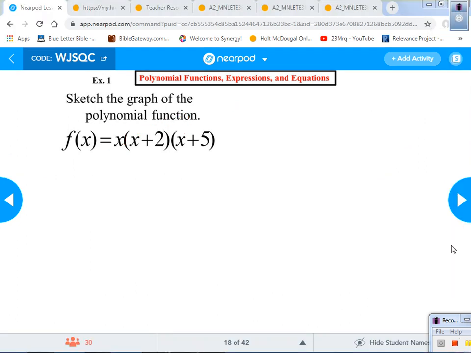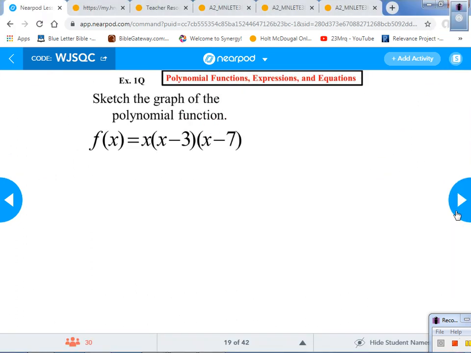Right. All right, on your screen you have another one. See if you can do that one by yourself. Example 1Q, copy on that paper. My bad, copy it on your Cornell notes. Good. Ready, go.